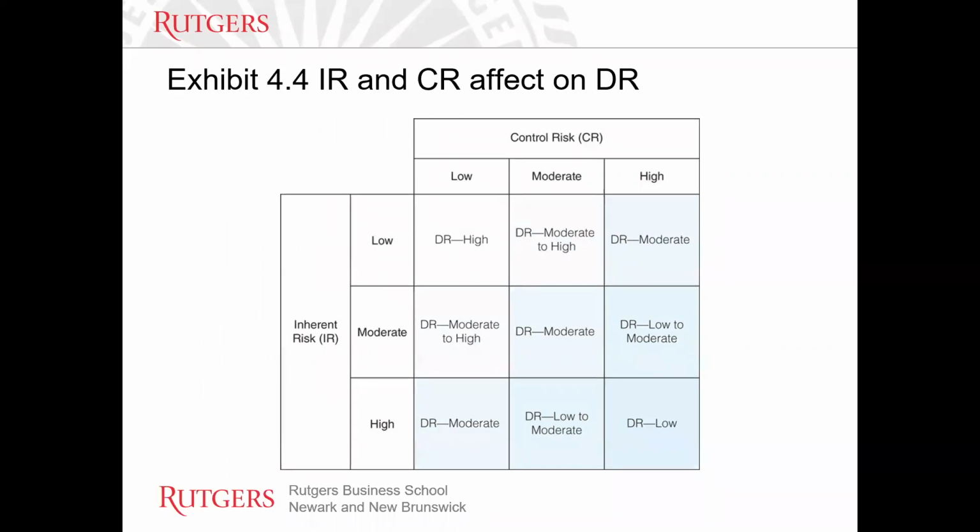So we keep inherent risk here, right? We're going to keep it constant. So we're using the outside corners, right? This is saying that, keeping that constant, if control risk is lower, then the detection risk can be higher. Versus if control risk is higher, then the detection risk has to be lower.